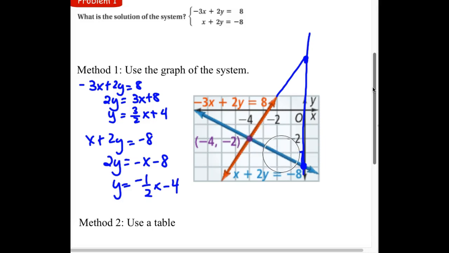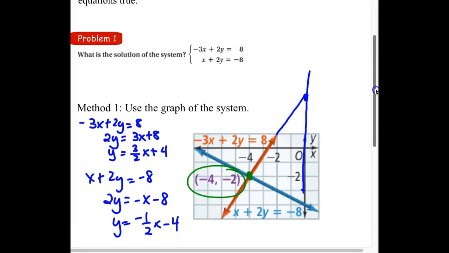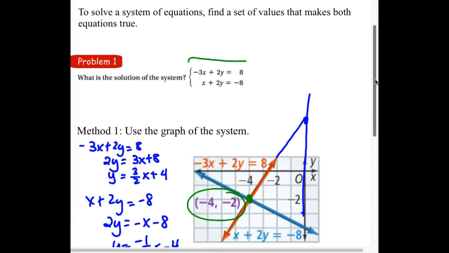And what we're trying to do now is figure out at what point these two lines intersect. The point that they have in common, in this case, this point right here, negative 4, negative 2, is the one spot that is shared by both lines. So when we talk about solving a system of equations, this one in particular, we are looking for that point where they overlap, the point they have in common. So our solution to this would be negative 4, negative 2.